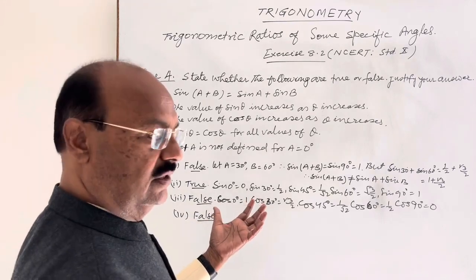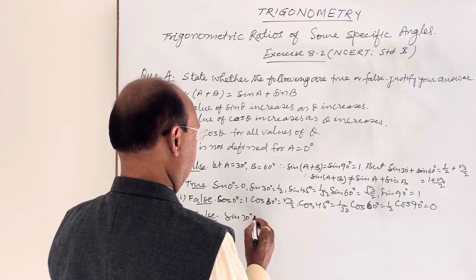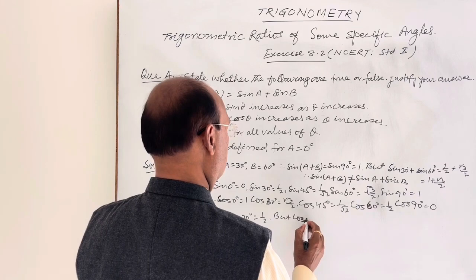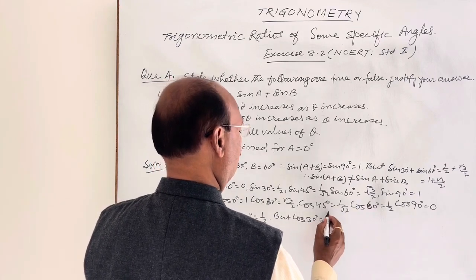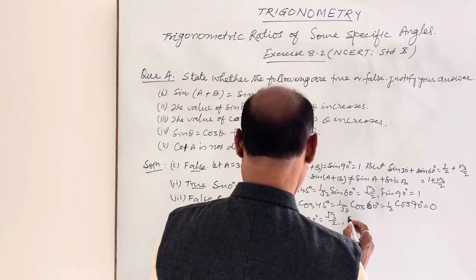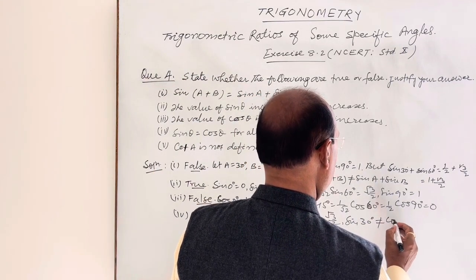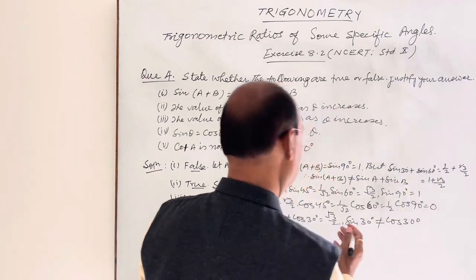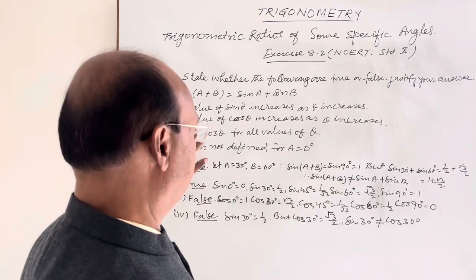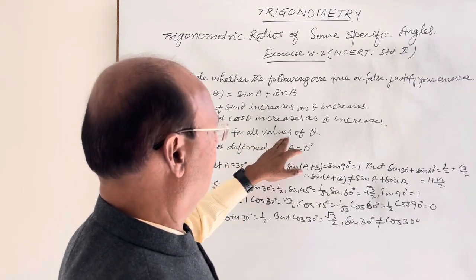You can check it because sine of 30 degree is equal to 1 by 2 but cos of 30 degree is equal to root 3 by 2. So what we find here is that sine 30 degree is not equal to cos of 30 degree. Similarly, for so many angles we can check it. So this statement is false: sin theta is equal to cos theta for all values of theta.